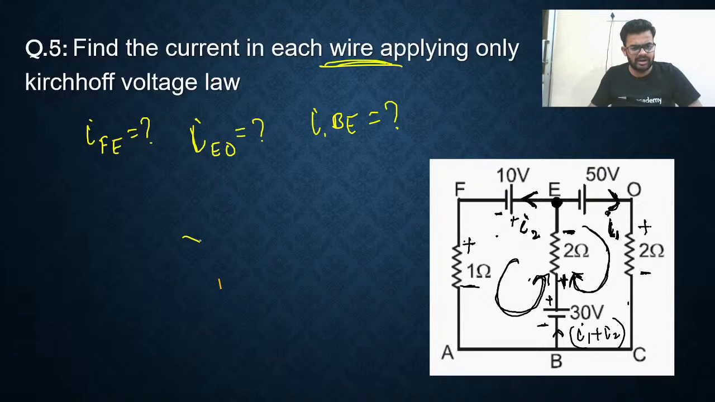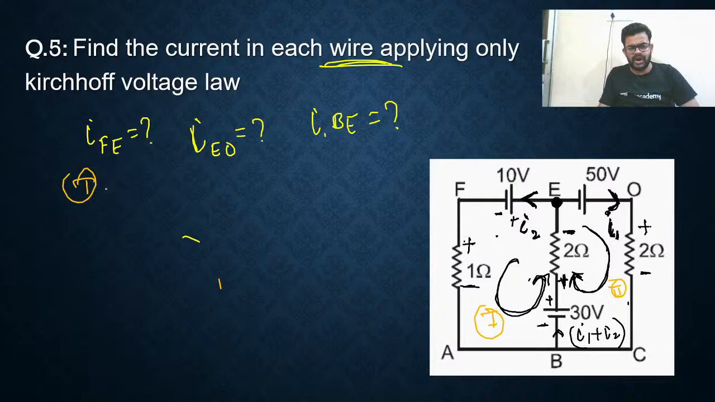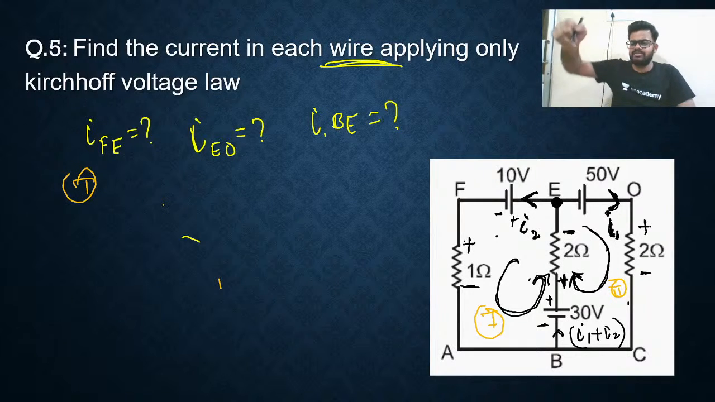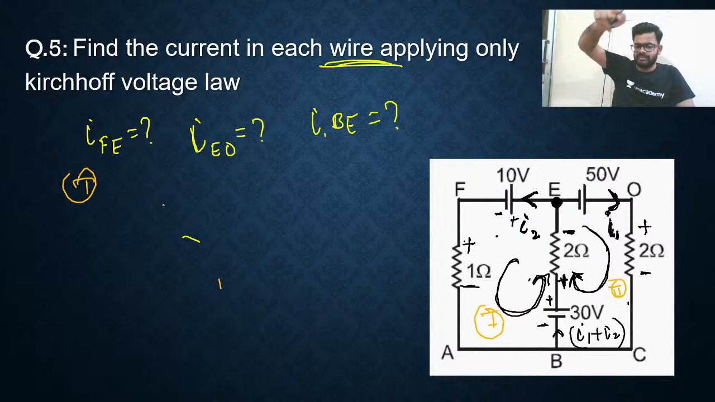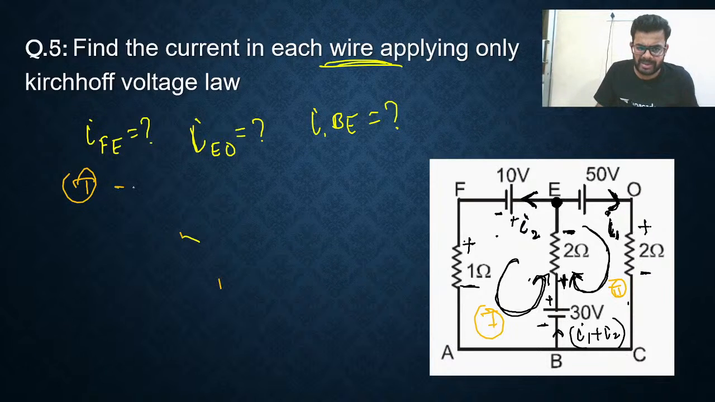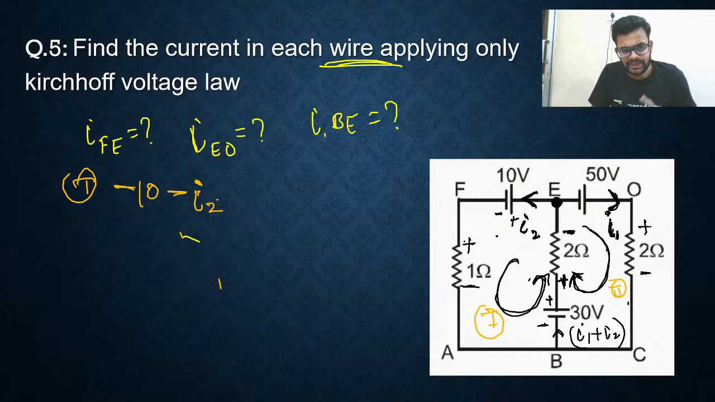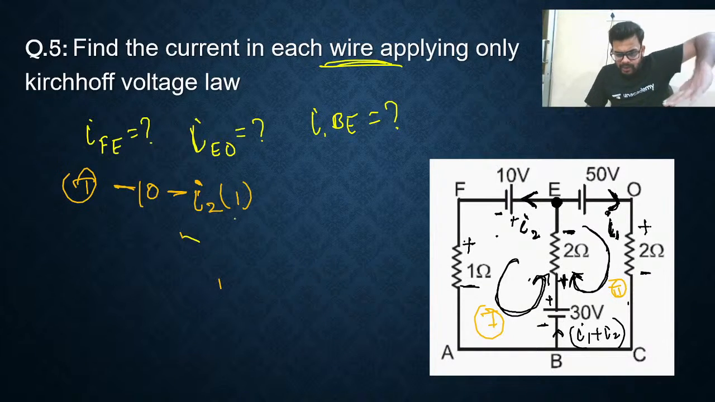So I am writing here for first law. Let's say this is first loop and this is second loop. Okay. So for first loop we can write what? Start from point E. You know, I'm starting from point E. So point E, I'm moving. Second plate is negative, so minus 10 volt. Okay. Here you will write minus I2 into 1. No problem. Now come here.